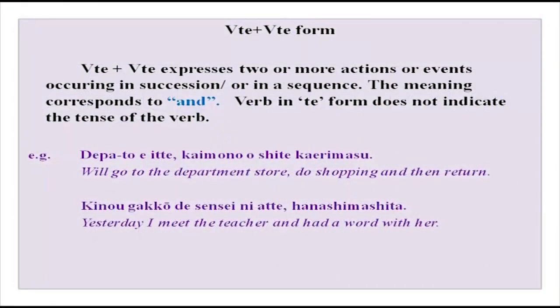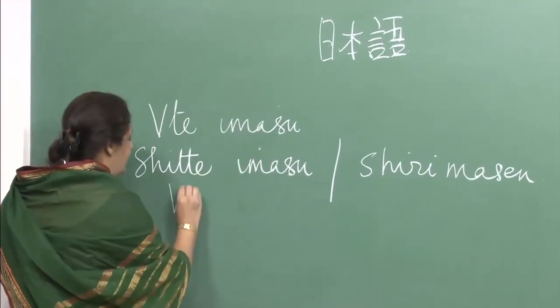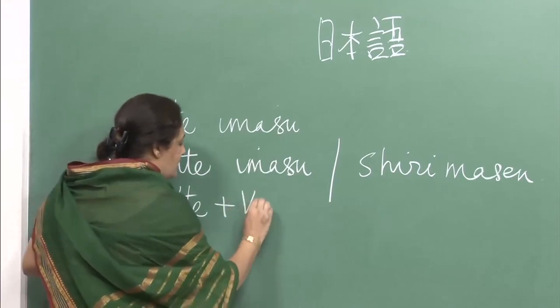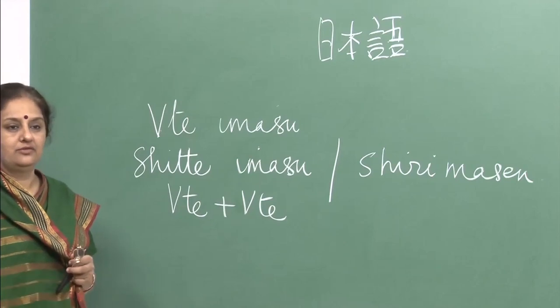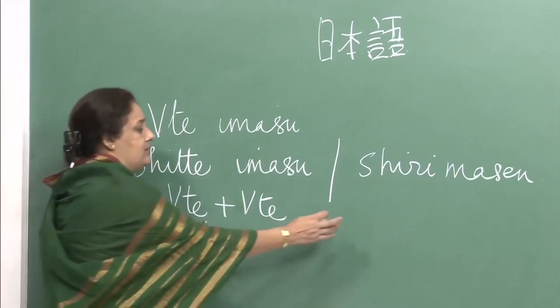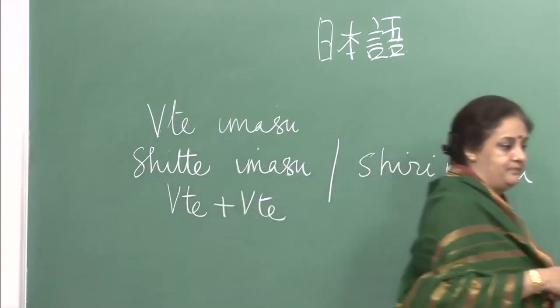Now, simple te imasu form. What we are going to do now is verb in te form plus verb in te form. Two verbs, maximum 3 verbs put together with masu in the end. You can say a lot of things. Basically, te form, as I told you earlier, is 'and' in English, joining verbs like this and trying to say a lot of things in one sentence. You can read over here.